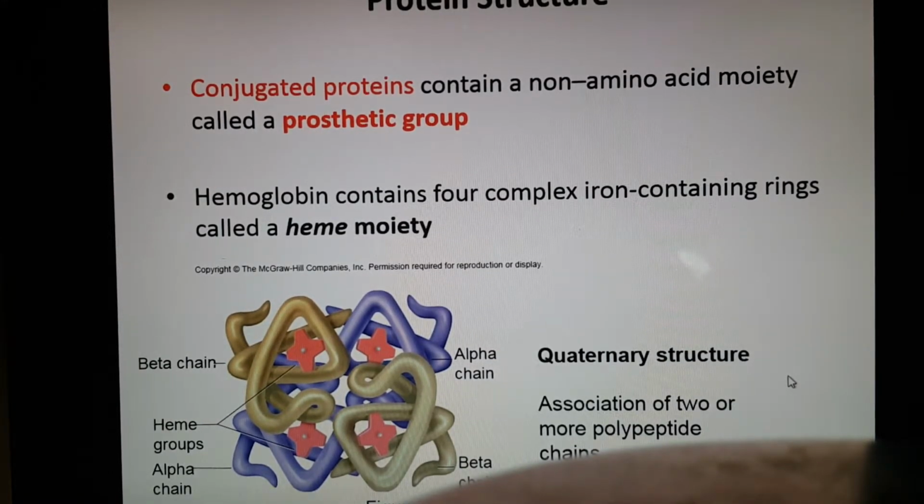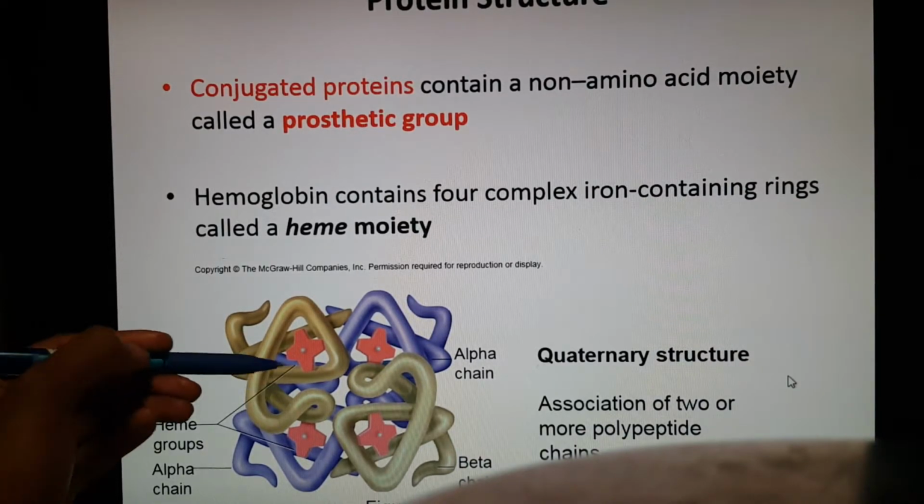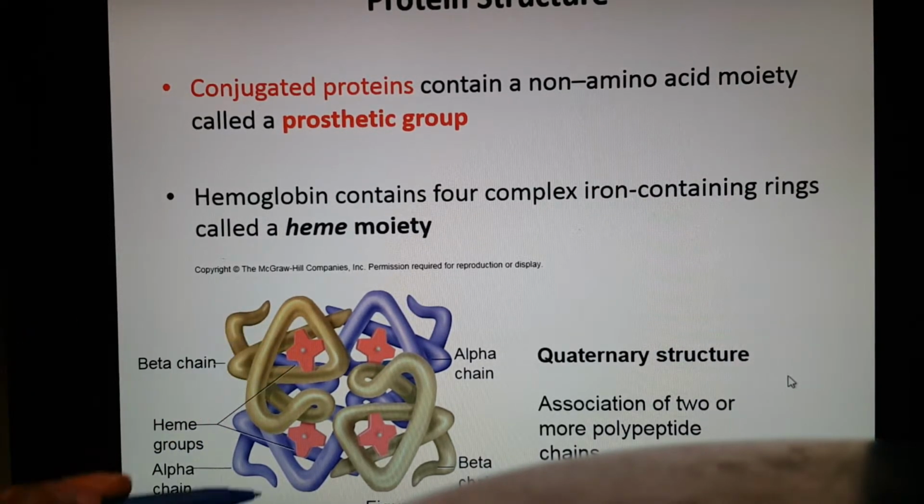So some of your proteins can have what's called a prosthetic group. It makes it a conjugated protein. So for example, in hemoglobin, the heme portion, so this portion here, attaches to the protein. So it's not made up of amino acids, but it's made up of other molecules. That is a prosthetic group, and it just helps with the function of that protein.